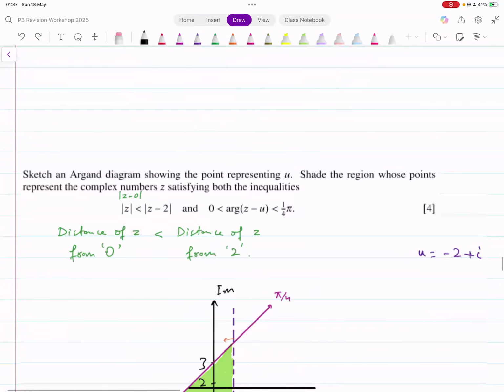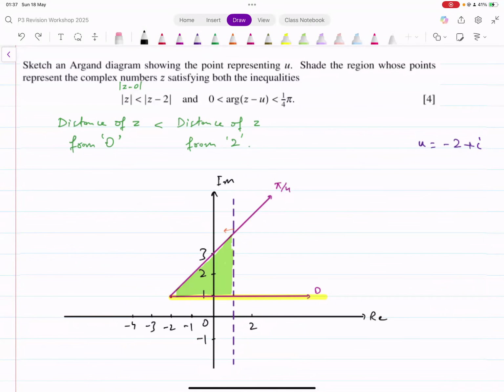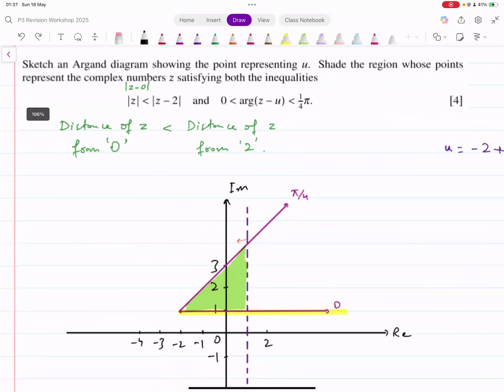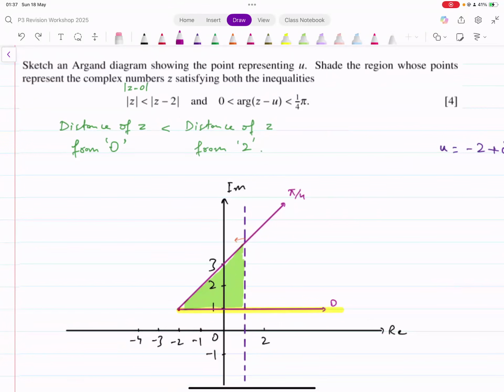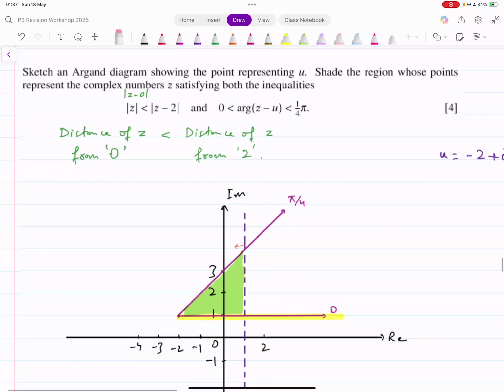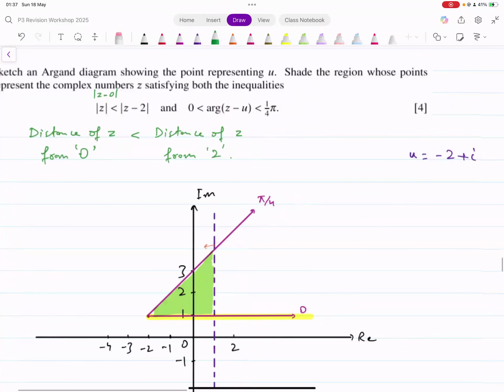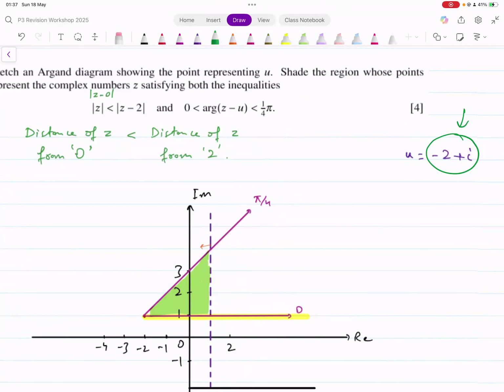Now let's have a look at some questions quickly. On complex numbers, I'll go through them quickly. You have the notes with you. You can go through them in your own time as well later on. Now, when you draw loci, a lot of times they give you two conditions at the same time. For example, here, they're saying modulus of z is less than modulus of z minus 2, and argument of z minus u is between 0 and pi over 4. Now, in this case, there was a first part to this question in which u was given to be minus 2 plus i, right? U is minus 2 plus i.